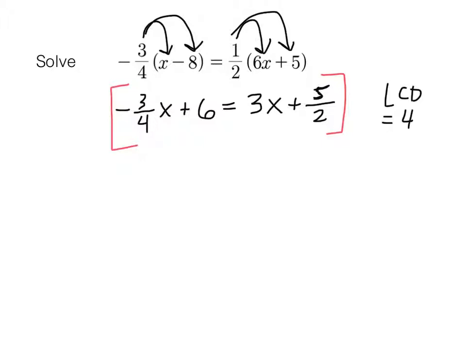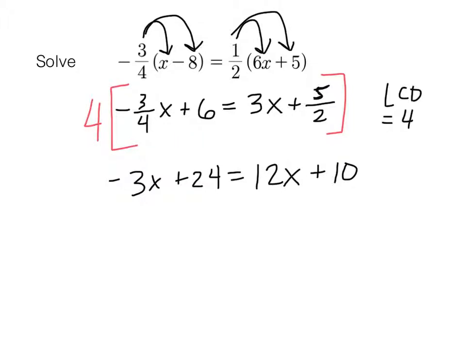If I now multiply everything by 4, what's that going to give me? Well, here the 4's will cancel, and we get negative 3x. Here, 4 times a positive 6 is plus 24. Over here, 4 times a positive 3 is plus 12x, or positive 12x. And finally, 4 times 5/2. 1/2 of 4 would be 2. 5/2 of 4 would be 5 times 2, which is 10.